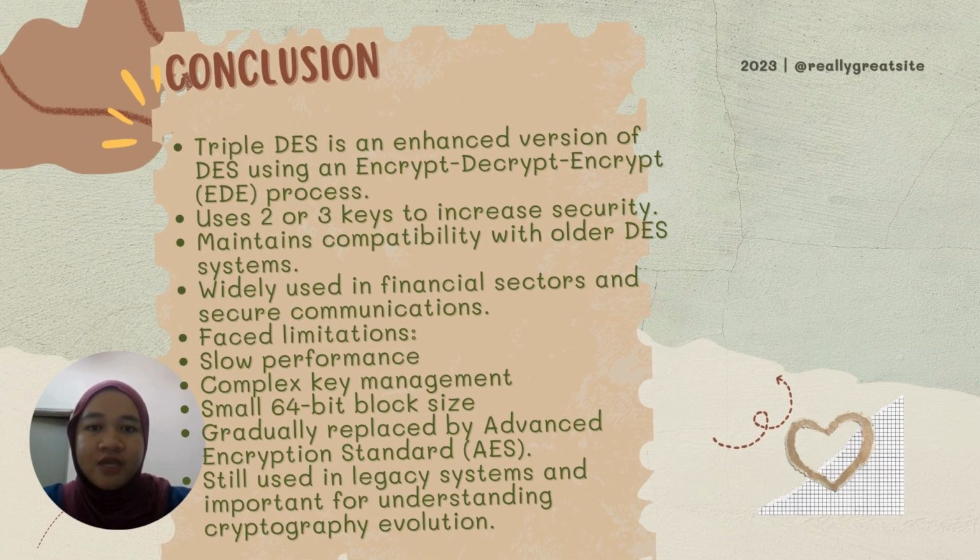In conclusion, TripleDES is an enhanced version of DES using an encrypt, decrypt, encrypt process. TripleDES uses 2 or 3 keys to increase security and maintains compatibility with older DES systems. It is widely used in the financial sector and secure communication. It faces limitations: slow performance, complex key management, and a small 64-bit block size, and it has gradually been replaced by the Advanced Encryption Standard, AES. But TripleDES is still used in legacy systems and for backward compatibility.